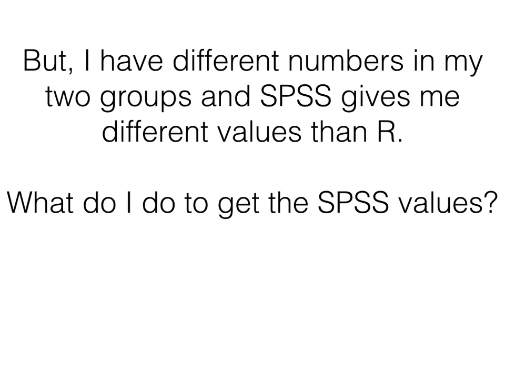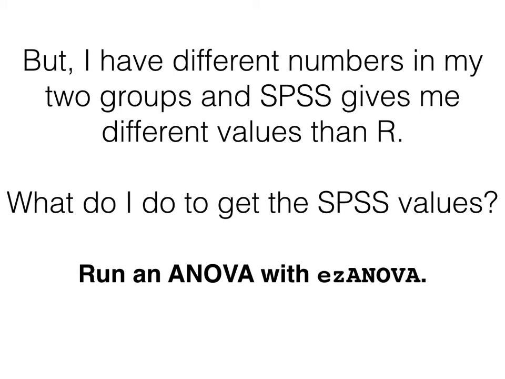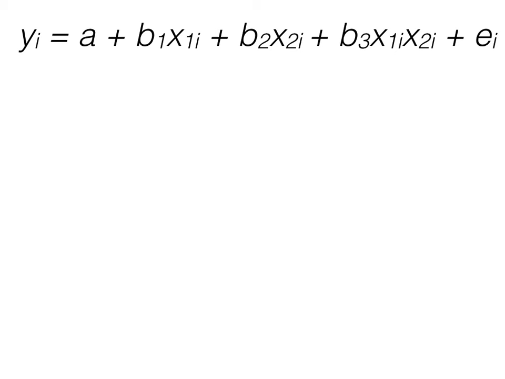Now there's one more thing you may be thinking. I have different numbers in my two groups, and SPSS gives me different values than R. What do I do to get the SPSS values? Well, there are a few ways to do this, but today we'll do it by running an ANOVA with easyANOVA.